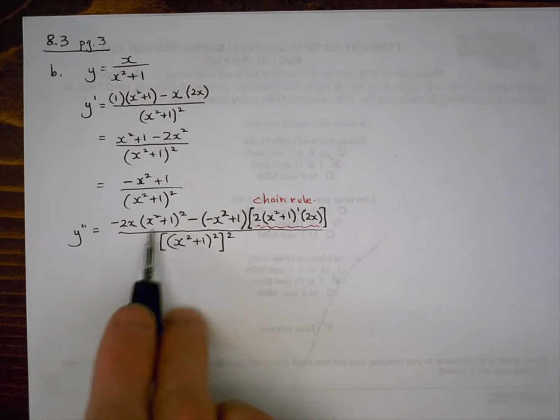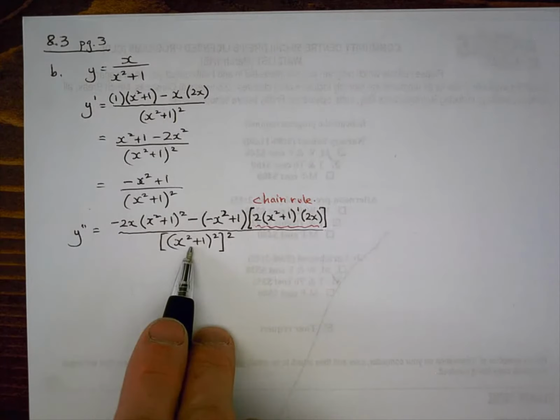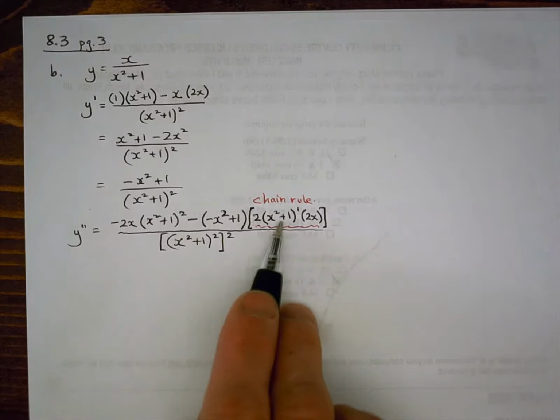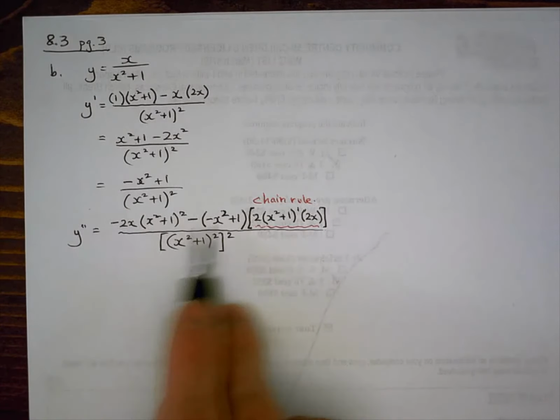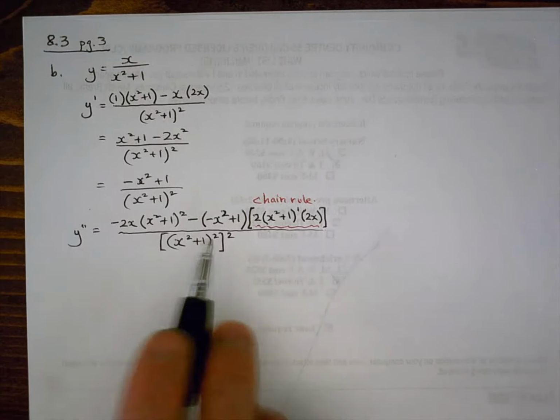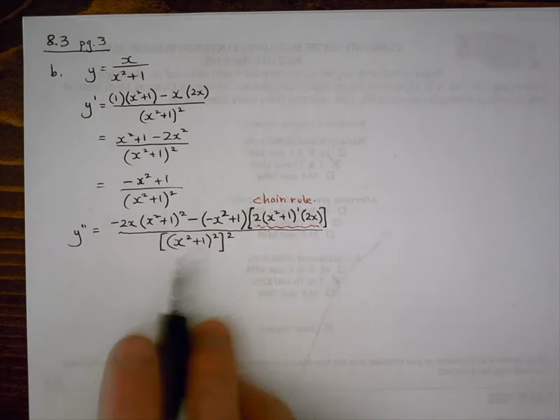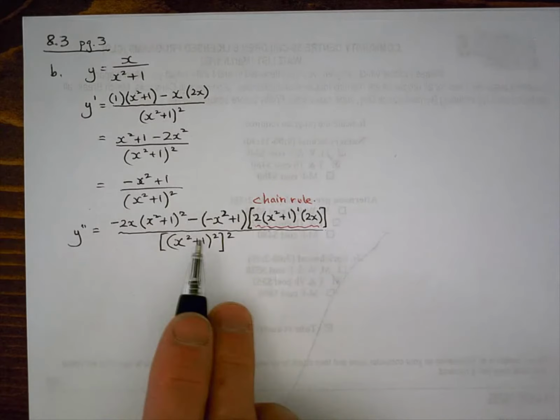And here I see it. x squared plus 1, x squared plus 1, x squared plus 1. So there is a common factor right here, x squared plus 1, that I should be able to take out of each term. So I'm going to clean it up a little bit first, but I'm going to leave the x squared plus 1s intact.